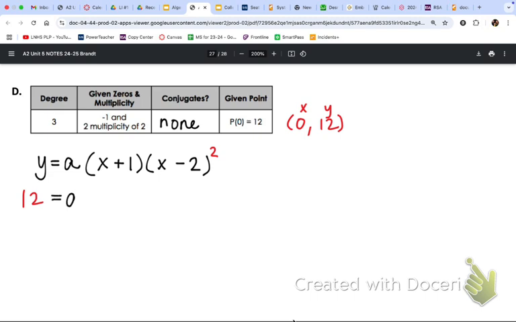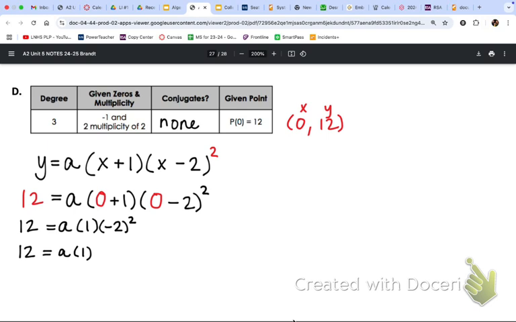You just have to be careful because you have an exponent. So +1, -2, that's squared. You do have to simplify inside the parentheses first, and then square it, okay? Because PEMDAS. Okay, can you try that? Go. Do you know what -2 squared is? It's -2 times -2, which is +4. And then that would give me 4a. So a is 3.